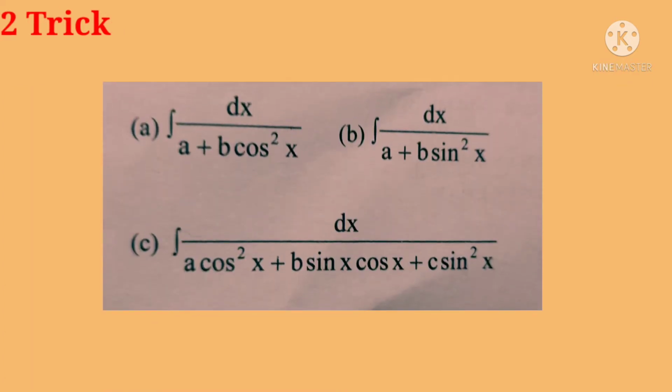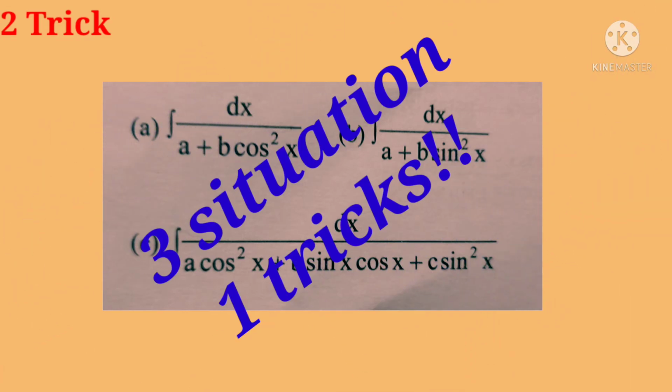Now the second trick: integrals of the form integration of dx by a plus b cos square x, integration of dx by a plus b sin square x, and integration of dx by a cos square x plus b sin x cos x plus c sin square x. For these 3 forms, there is only one trick, and with only 4 steps we can find the value of the integration. Start with the working rule.